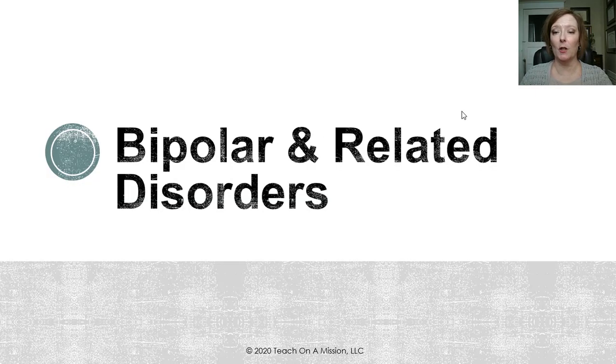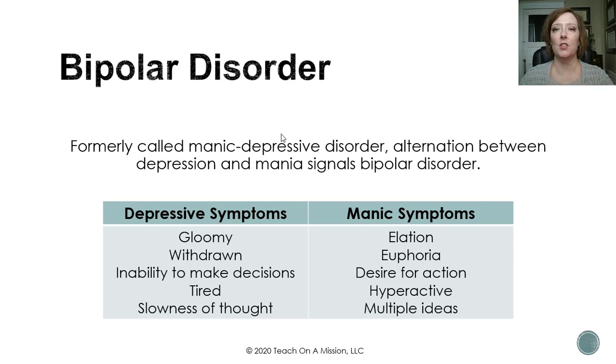Let's talk about bipolar and related disorders. This disorder used to be known as manic depressive disorder, and basically there is an alternation between depression and mania. This is what is primarily going to characterize bipolar disorder. When a person is experiencing the depressive symptoms, they can be gloomy, withdrawn, unable to make decisions, and they may be tired and have slowness of thought.